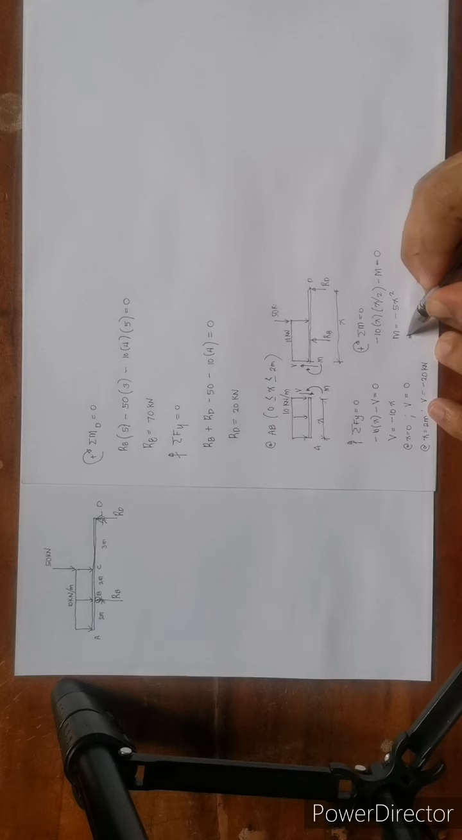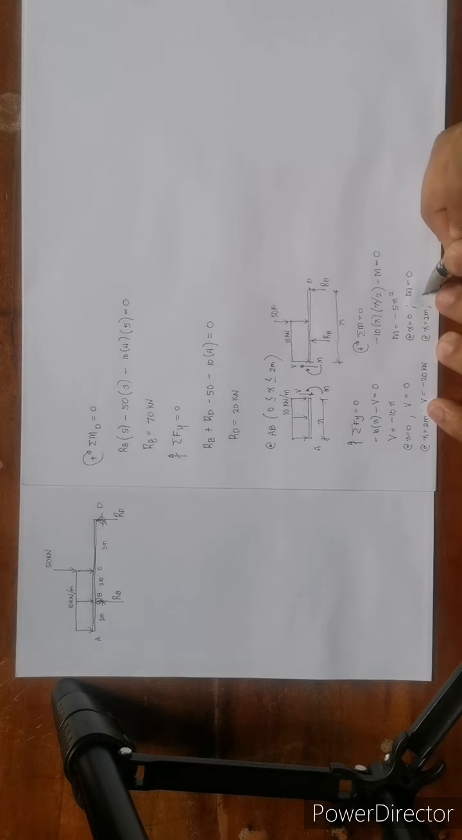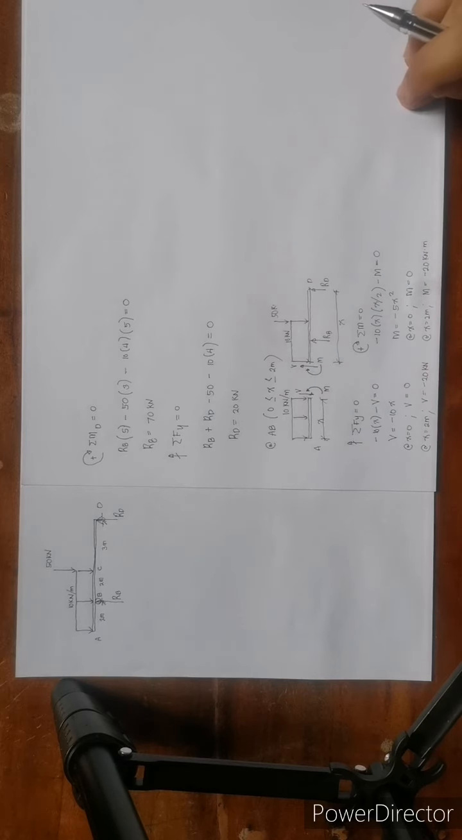Again, substitute lang natin yung value ng x equivalent to 0. Ano yung x equals 0? Negative 5 times 0 squared. Moment is 0. And then, at x equivalent to 2 meters. Again, do the math, guys. Negative 5 times 2 squared. That will be negative 20 kilonewton meter. So, we are done with span AB.